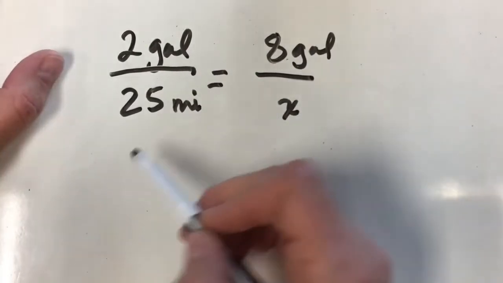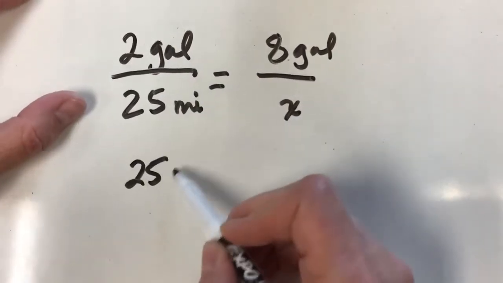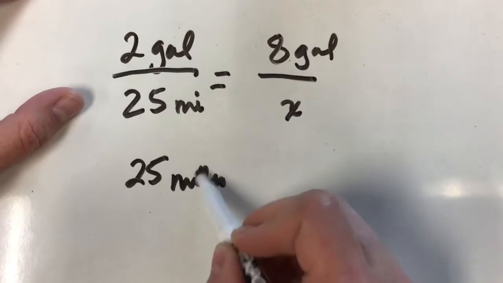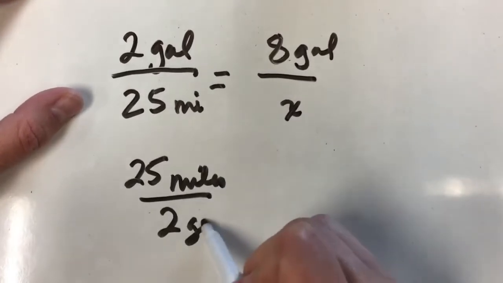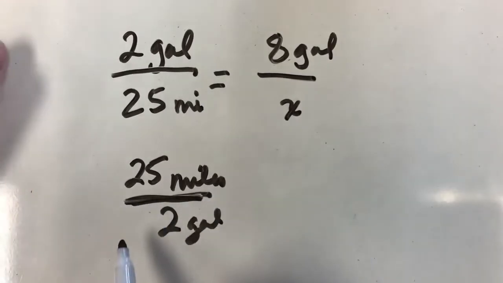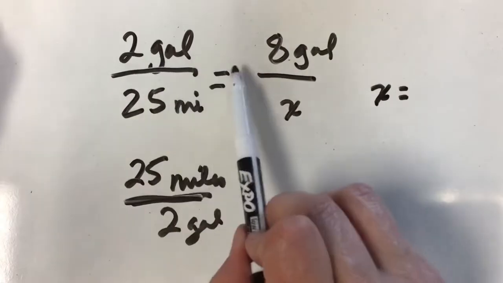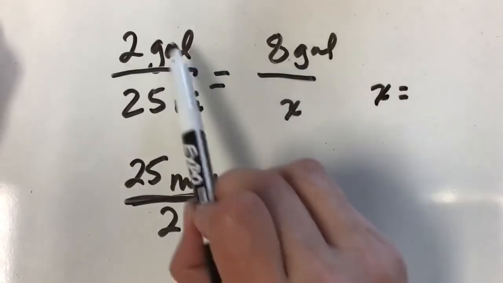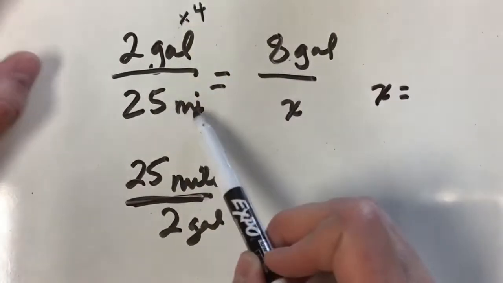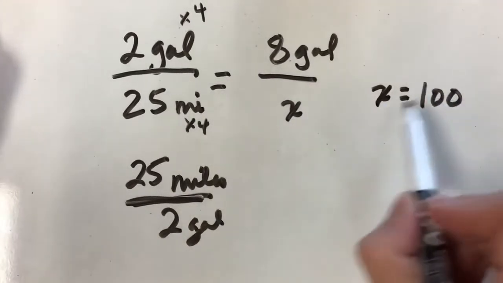So we could do it this way, or we could even write it like 25 miles per 2 gallons. We could write it like that, which is just a divide, right? So in this case, we would do 2 gallons. To make that 8 gallons, we'd do times 4, and 25 times 4 would equal 100. So our X would be 100.